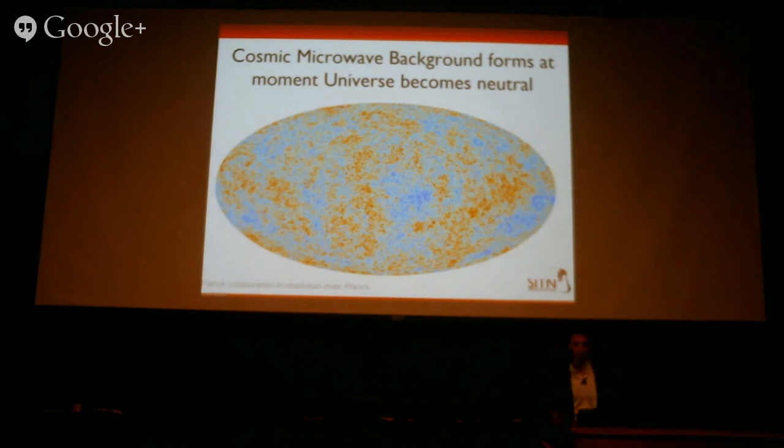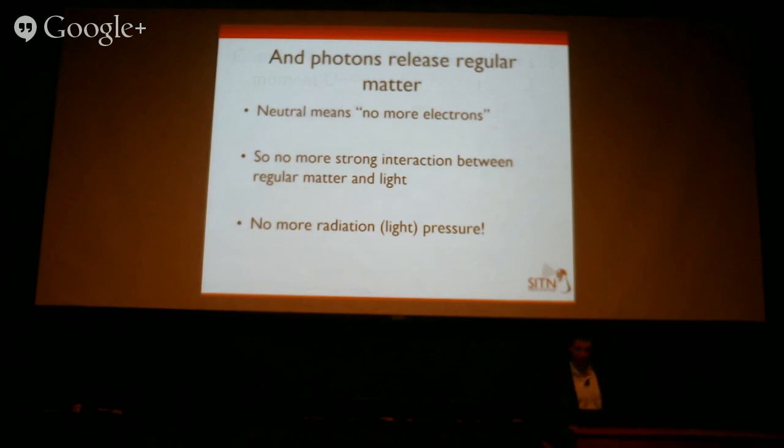Okay, well, first of all, the cosmic microwave background forms at this moment. Now, that's for reasons I've already described. Basically, prior to this, the light just gets scattered and can't get to us. And at this moment that the universe becomes neutral, we then get to see the light. So this is when the blueprint is formed. But something else happens too. Neutral means there's no more electrons. That means there's no more strong interaction between regular matter and light. And that means that there's no more radiation pressure or light pressure on the regular matter. There's no way for the light to talk to the regular matter anymore.